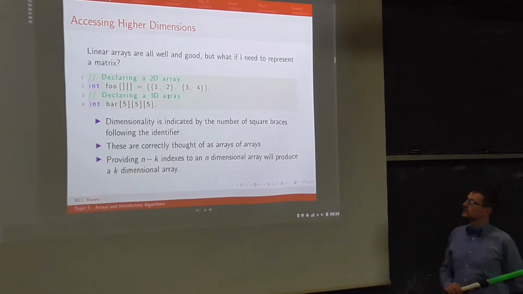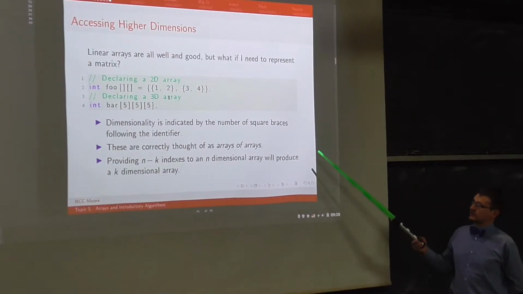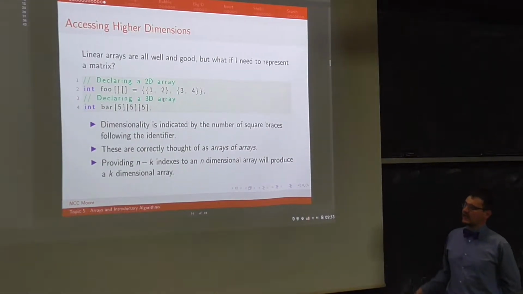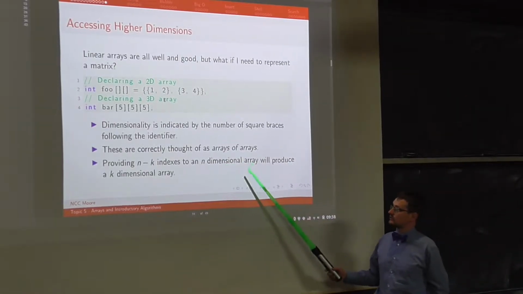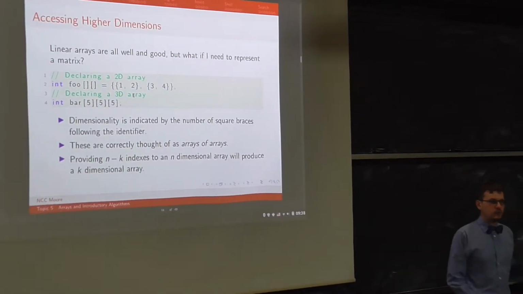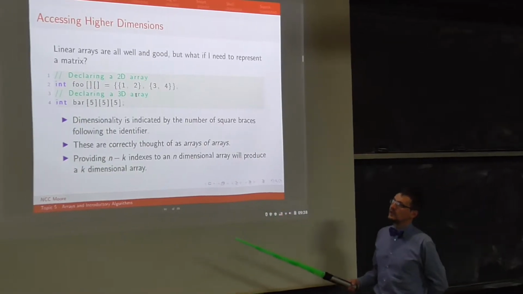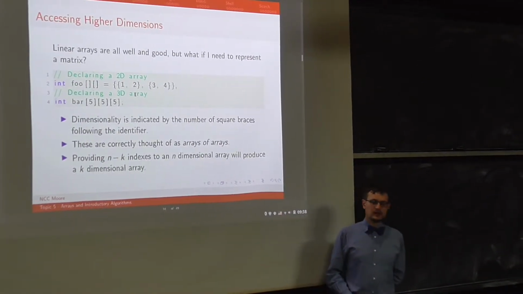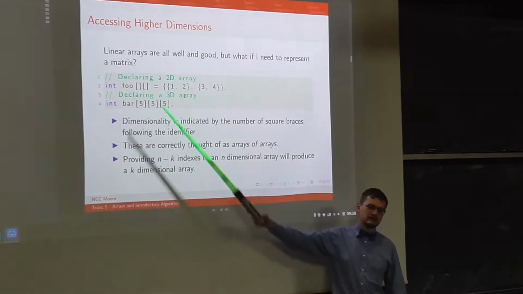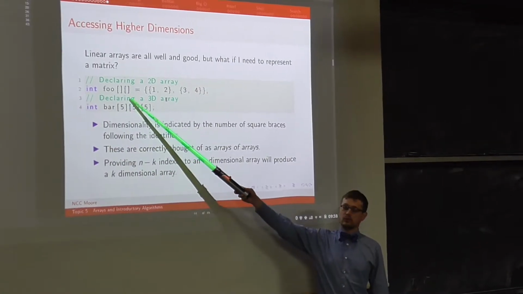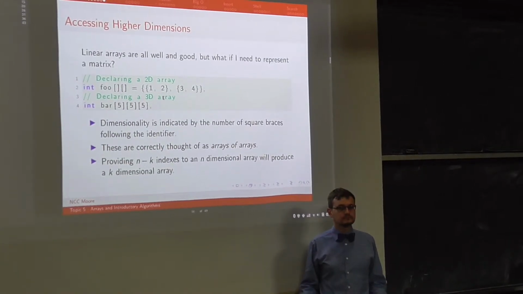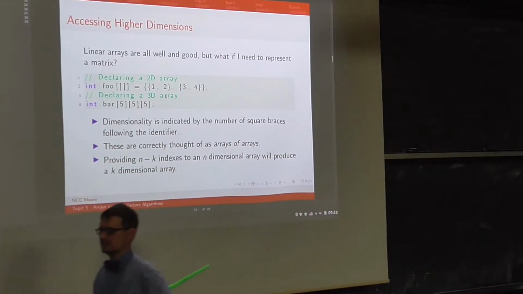So, anyway, dimensionality is indicated by the number of square braces. These are correctly thought of as arrays of arrays. Providing n minus k indexes to an n-dimensional array will produce a k-dimensional array. So, if you want to access line 4, the array contained at the 4th index of the larger two-dimensional array, then just provide one index, and then you can access that. Make sense? Cool.